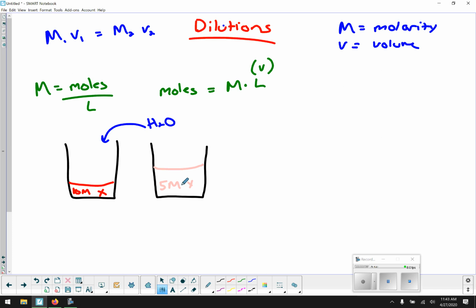What changes is the amount of solvent you added, the amount of water. The moles of solute doesn't change. So in a dilution, the moles of solute doesn't change. So that's all this equation up here says. The moles of solute, molarity times volume, stays the same. The moles of solute before dilution is the same as the moles of solute after dilution. And that is why, because when you add water, you are changing the molarity, but you're not changing the amount of solute that's in there. So that's what a dilution is.